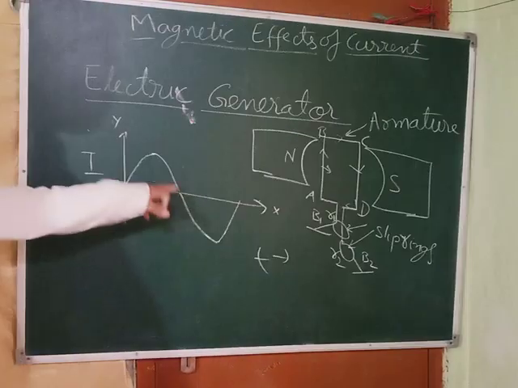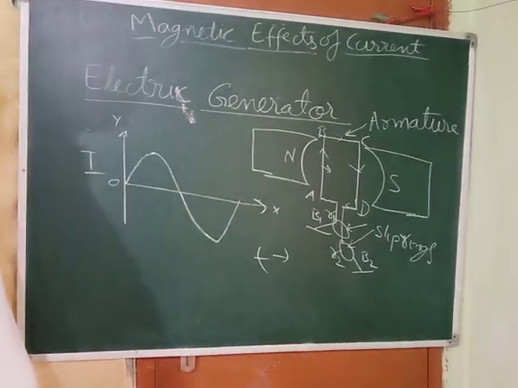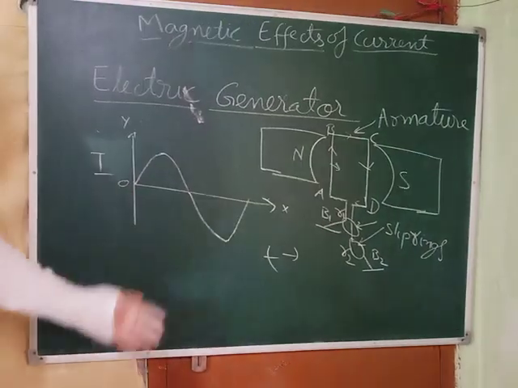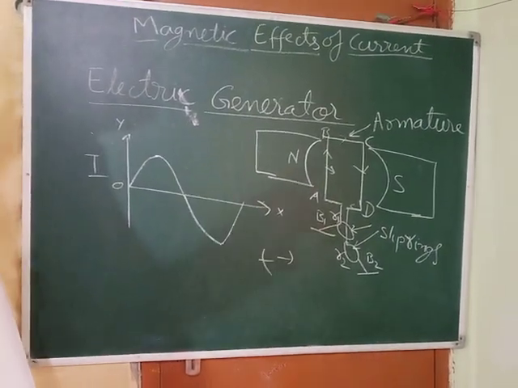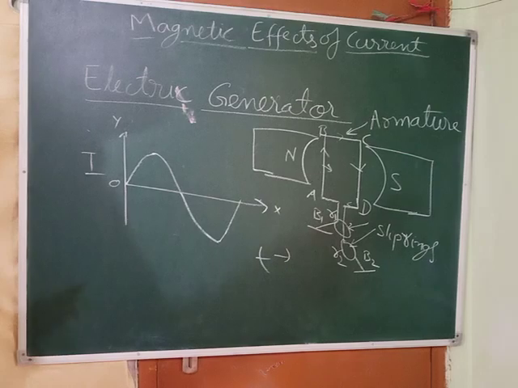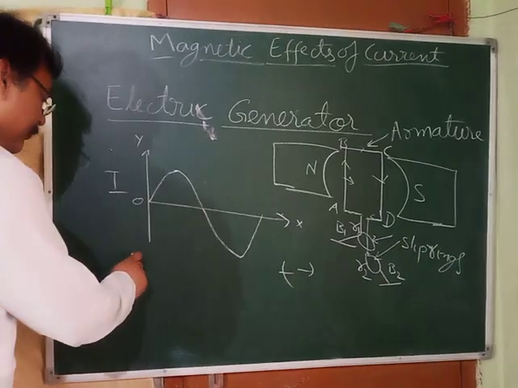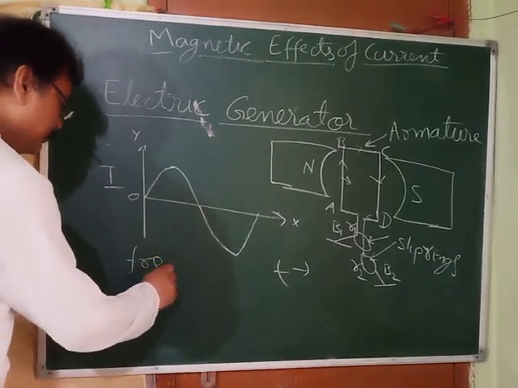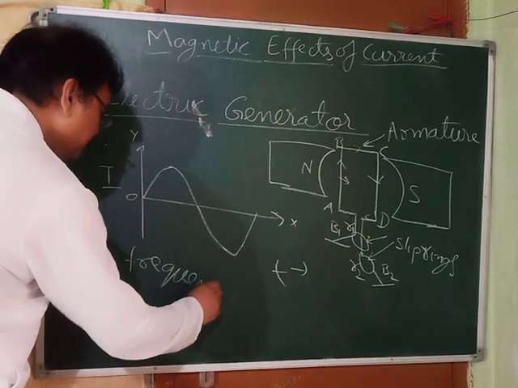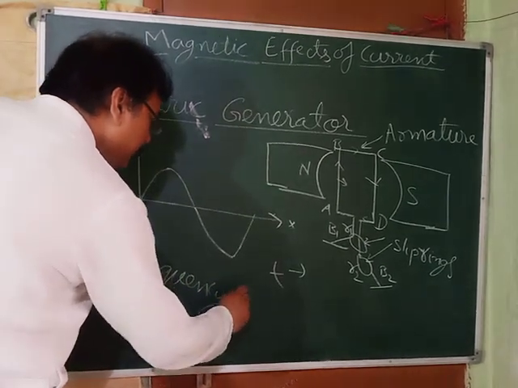Now it is something like a wave. You studied in class 9th. Now it should have some frequency also. Our household current has got a frequency of 50 hertz.